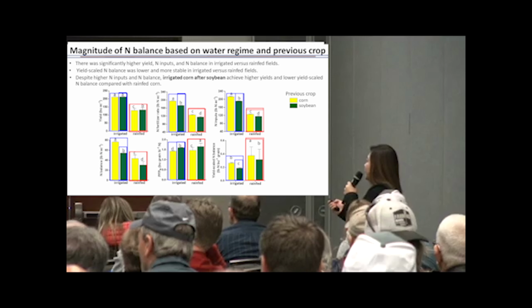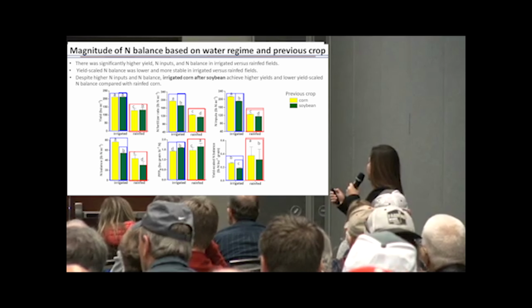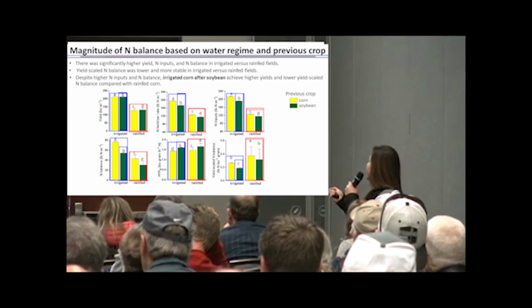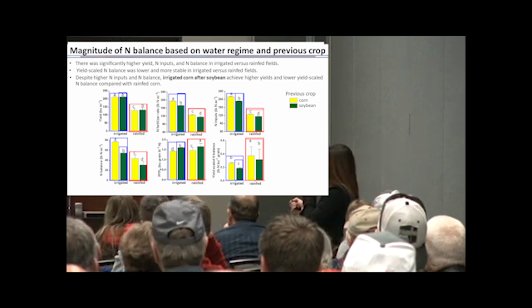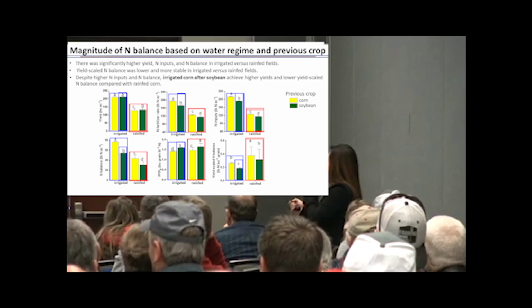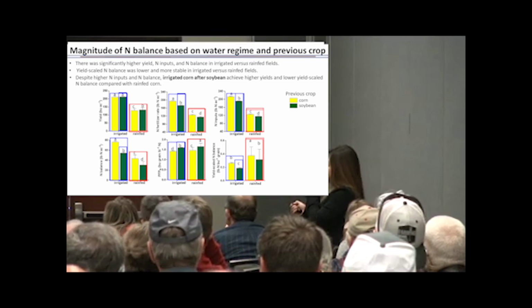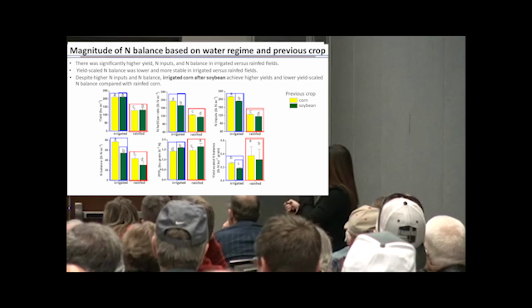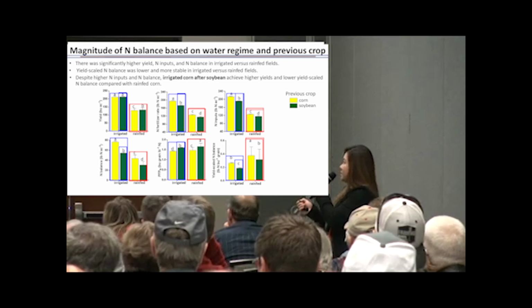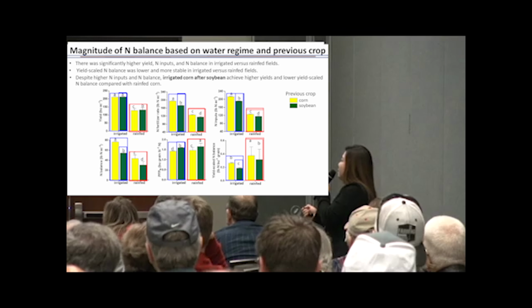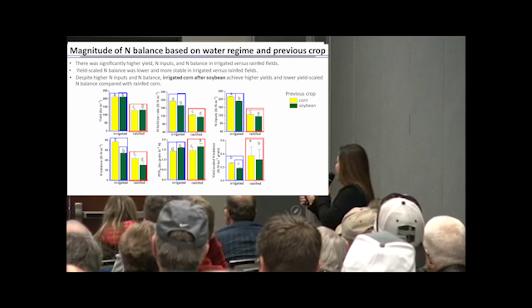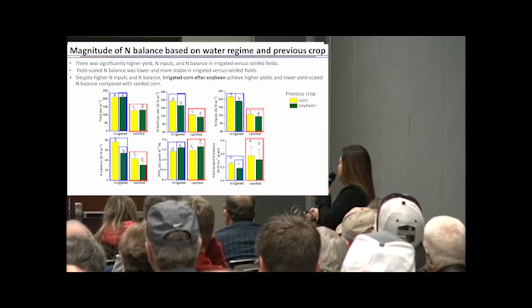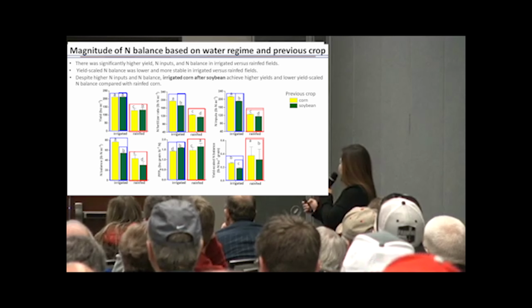And another thing that I checked here is this irrigated corn after soybean, highlighted in blue here. And I want to compare that with the rain-fed fields. So we can see here that this irrigated corn planted after soybean applied much higher nitrogen fertilizer and much higher nitrogen inputs compared to the rain-fed fields. And it also exhibited higher nitrogen balance compared to rain-fed fields.